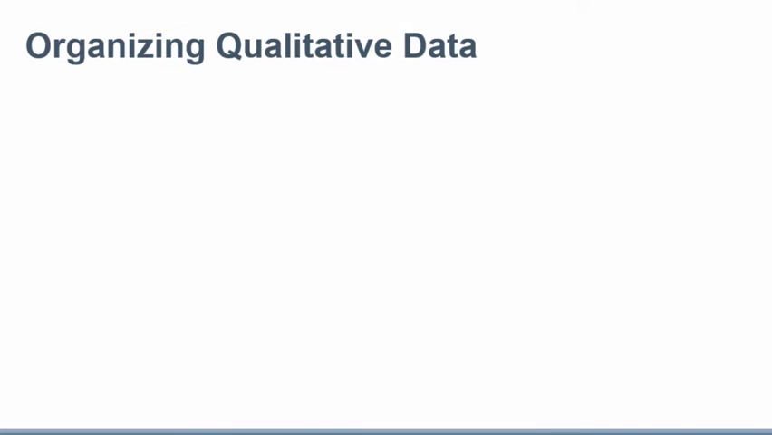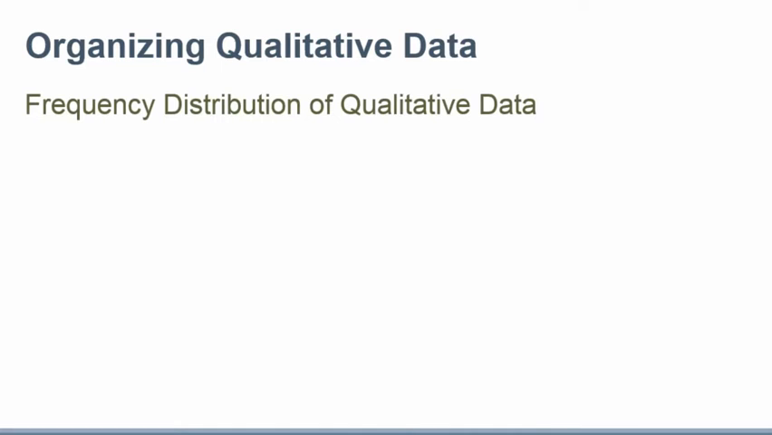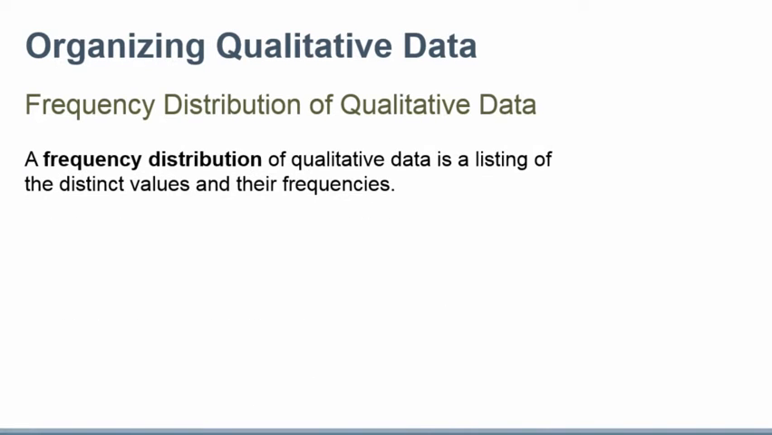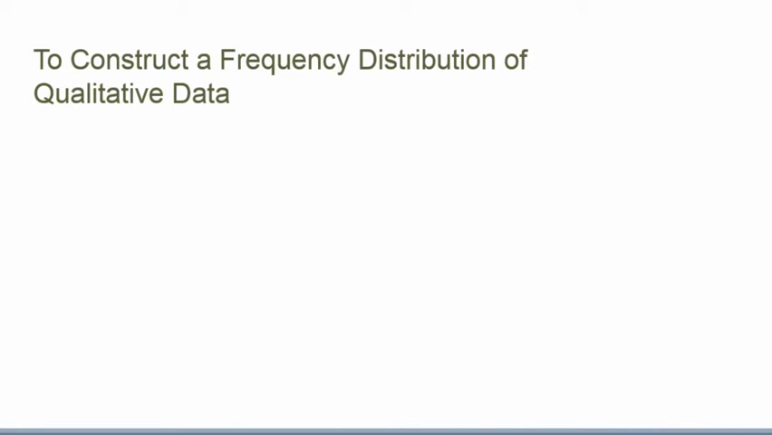Organizing qualitative data. Frequency distribution of qualitative data. A frequency distribution of qualitative data is a listing of the distinct values and their frequencies. To construct a frequency distribution of qualitative data.